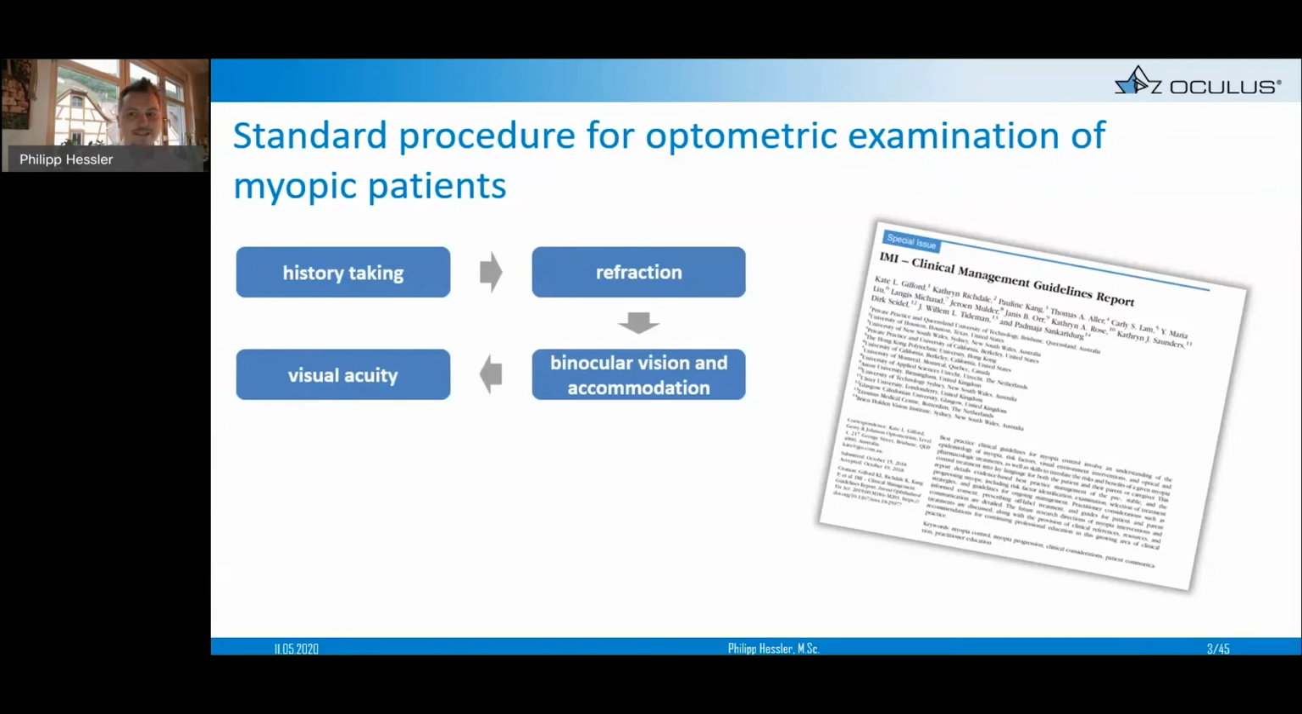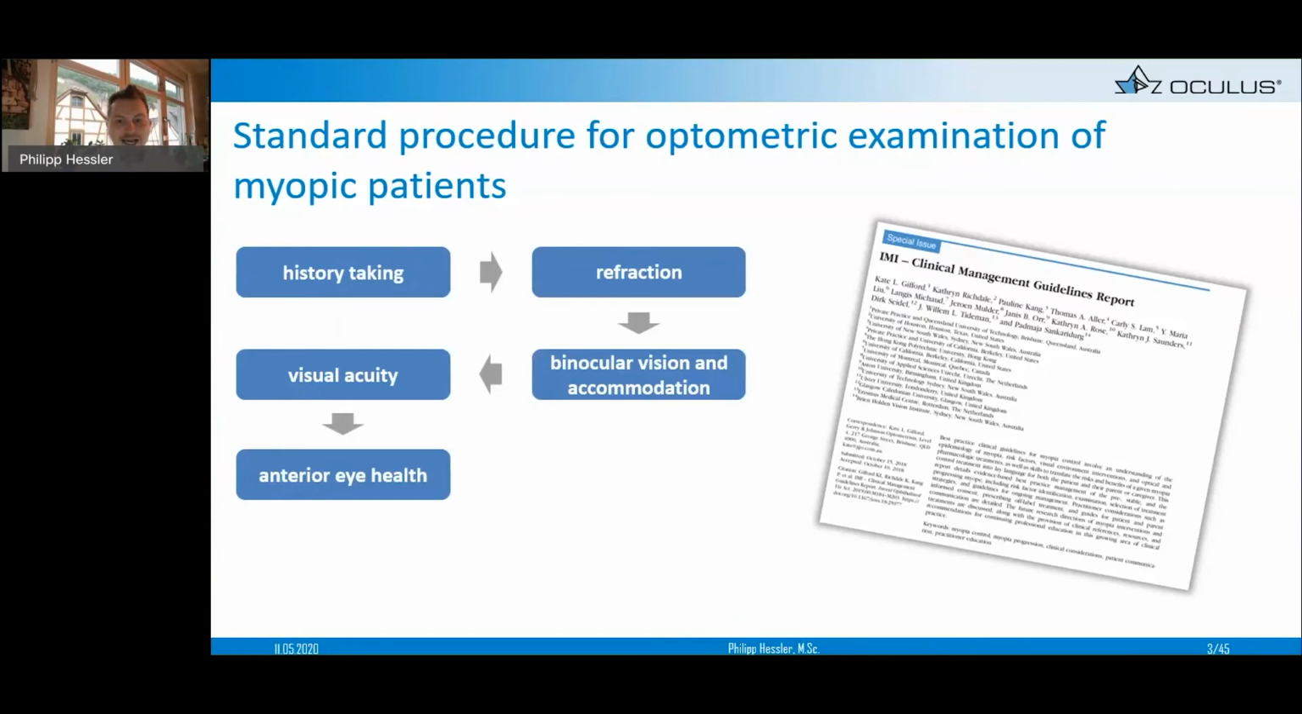Okay, and the next point, visual acuity, is clear, but what I would like to emphasize here, however, is that the consideration of the main visual distance is important for refraction and visual acuity. And the main visual distance in the target group for myopia progression is often not the distance, but near distance. That means that refraction should not be performed exclusively for distance, but near distance should also be taken into account.